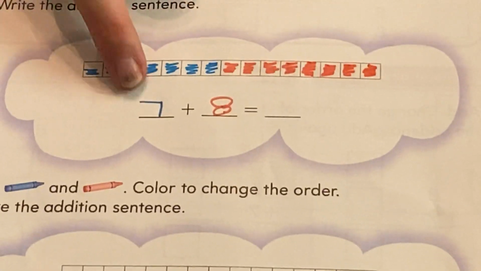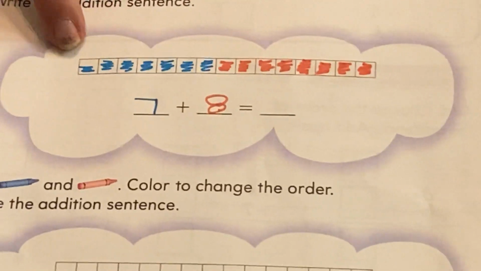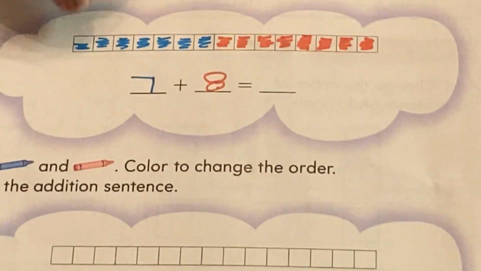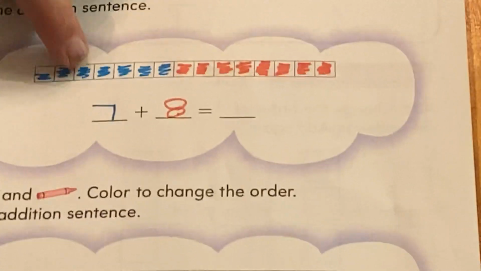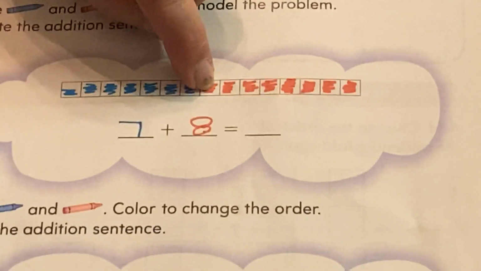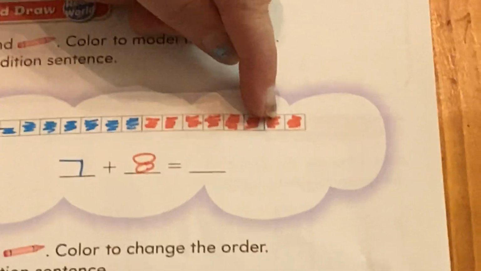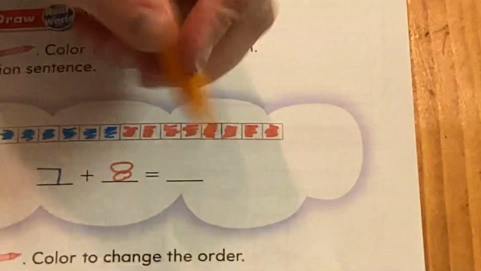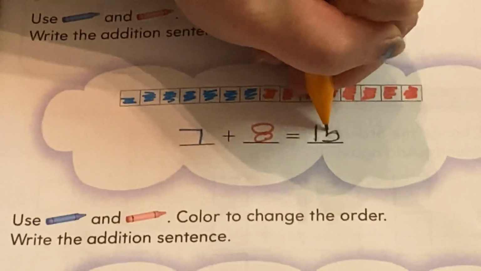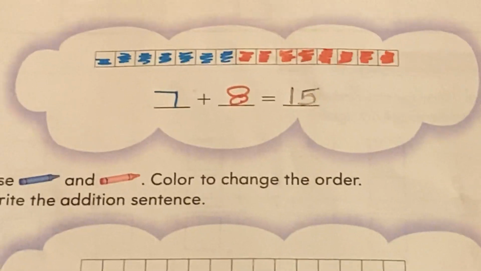So my add-ins are 7 and 8. These are the two numbers that I'm adding together. So I have 7 blue birds and I have 8 red birds. We're going to see how many birds I have. Ready? 1, 2, 3, 4, 5, 6, 7, 8, 9, 10, 11, 12, 13, 14, 15. So when I added these two numbers together, I got 15. So I saw a total of 15 birds.